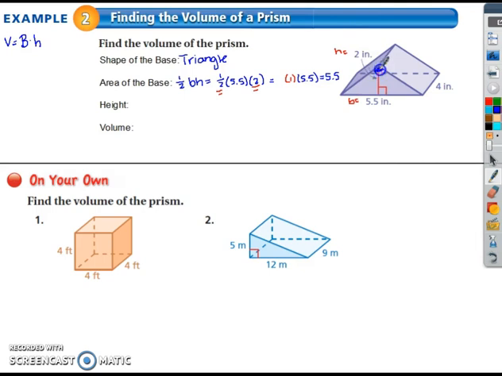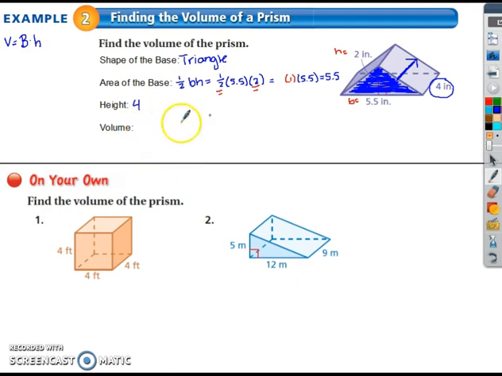Now the height is just the distance that I will need to slide this blue base that I am shading. So in order to fill in this entire prism and calculate the volume, I need to slide this blue base a total of 4 inches back. So my height is 4 inches.